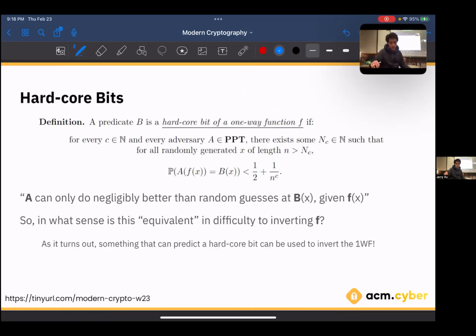All right. So the sense in which hardcore bits are as good as one-way functions is that if you can predict a hardcore bit, then you can use whatever program you use to predict the hardcore bit to invert the one-way function, right? So as long as you have a one-way function, basically what we're saying is you just can't predict the hardcore bit.